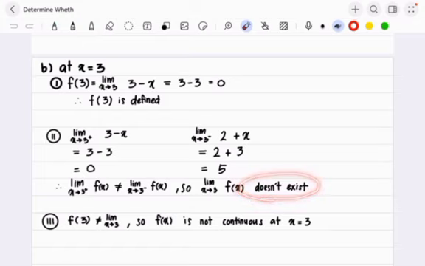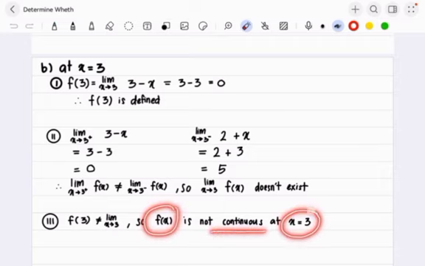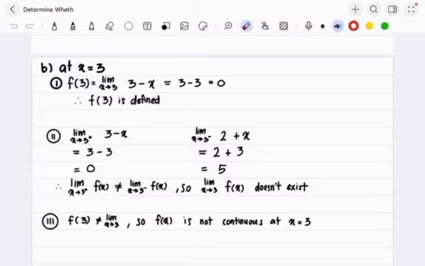So for step 3, we make a conclusion. f(3) doesn't equal the limit as x approaches 3 of f(x). So f(x) is not continuous at x equals 3. So that is your final answer.